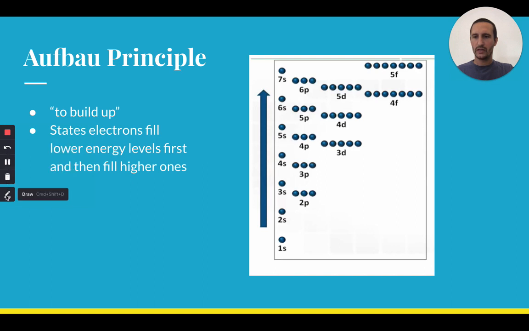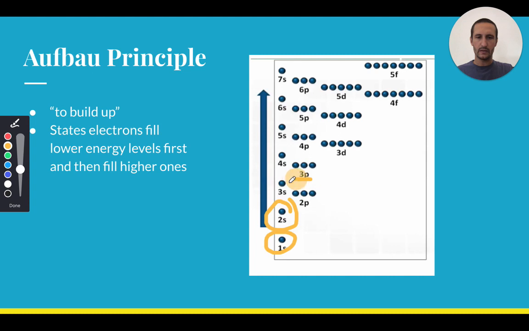So if we look at this energy level diagram here, we'll see that first electrons fill the 1s layer, and then they move into the 2s layer, then the 2p, 3s, and so on up the energy levels. Remember that each atomic orbital can hold 2 electrons. So each one of these atomic orbitals represents at most 2 electrons.